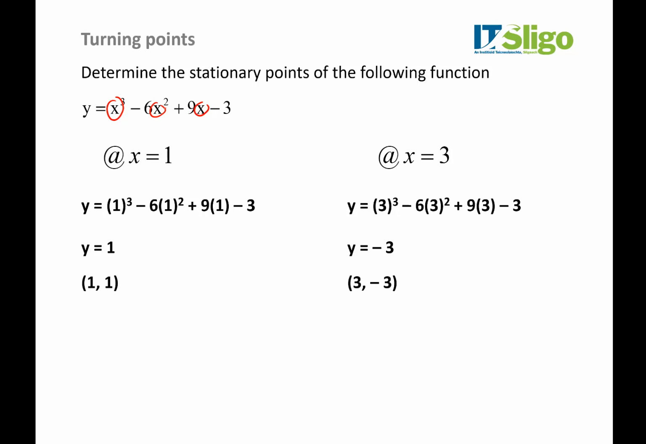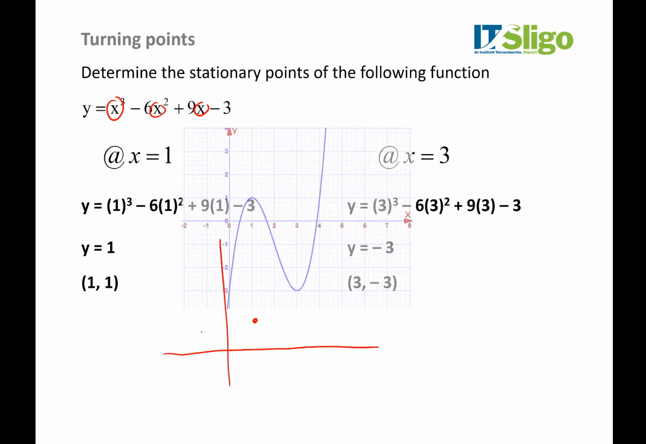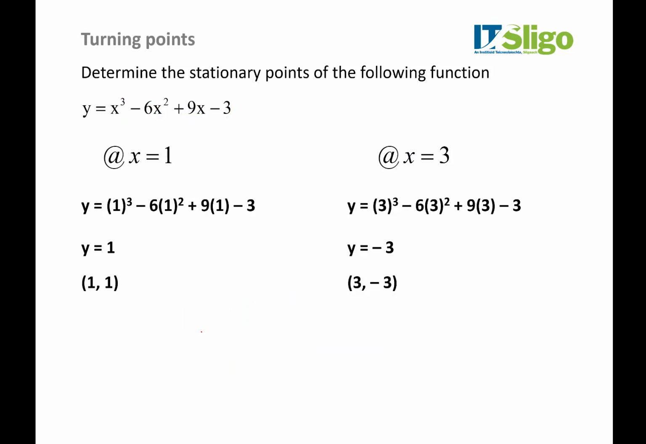So this one is a little bit trickier, guys, because you have to use a little bit of logic. And we now know the curve is going to look something like this. At (1, 1) there's a turning point, and then at (3, -3) there's another turning point. There's 1, there's 3.